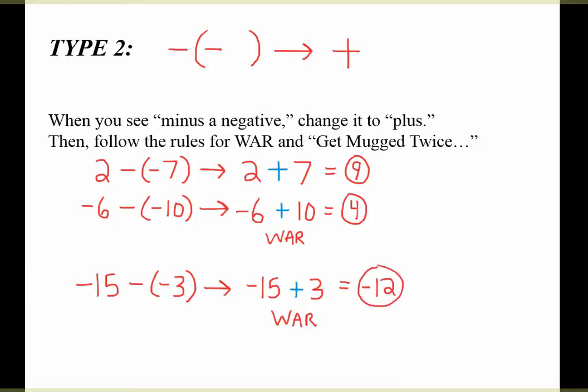So if we go back up to that definition of a type 2 problem, it says when you see minus a negative, change it to plus, then follow the rules for war and get mugged twice. If you've been thinking your way through this, you know, if we change that second number to a positive, which we do every single time, there's actually no way we can ever end up with the get mugged twice problem. So really we'll just be following the rules for war, or we might get some kind of second grade situation like we did in the first one with 2 plus 7. All right, so that's the type 2 problem.